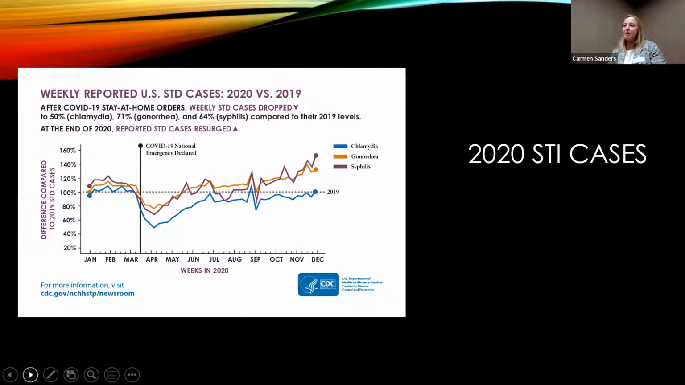So this graph is the weekly reported US STD cases from 2020 versus 2019. On the left-hand side of the graph, you've got your percentile, and that represents what went on in 2019. And our data goes across all the weeks of the year of 2020. And as you can see, we have that great big sharp decline at our data point of the COVID-19 national emergency declared. Now, there are different schools of thought as to why that huge drop happened, whether people were social distancing and they weren't being exposed to STIs, or if it was because they could not get into clinics to be tested for those STIs.